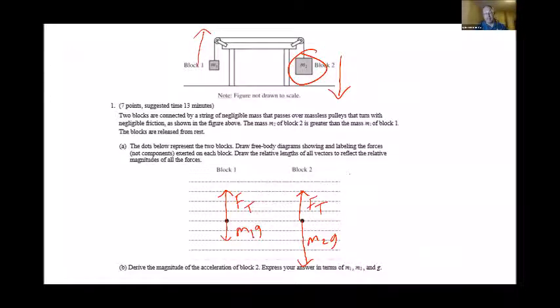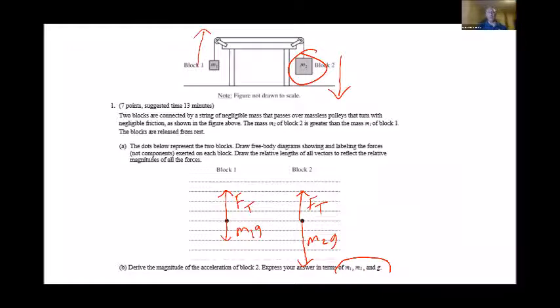All right, another thing that's on every AP exam, more so recently than in years past, are these derive equation kinds of questions. Last year's exam, I think, had 2 of these. There's going to be at least 1. We're looking to derive the magnitude of the acceleration of block 2, and we want to express our answer in terms of M1, M2, and G. Those are the only variables that ought to show up in that equation when you get through with it. Everything else ought to cancel out.